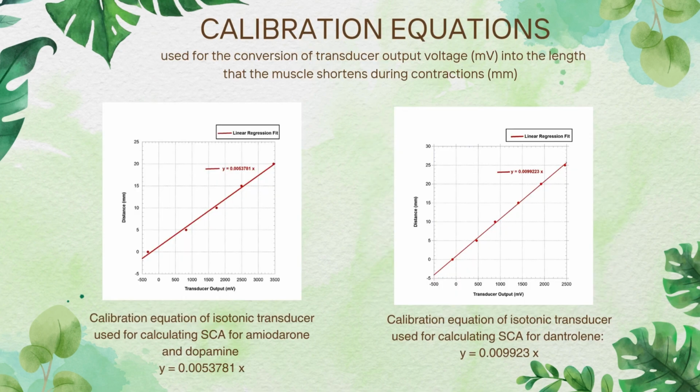All right, we have two calibration equations for this experiment. This was used for conversion of transducer output voltage in millivolts into the length that the muscle shortened during contraction in millimeters. The left is the calibration equation that was used to calculate the systolic contraction amplitude for the drugs amiodarone and dopamine. And on the right, we have a separate calibration equation that was used for calculating the SCA of dantrolene.